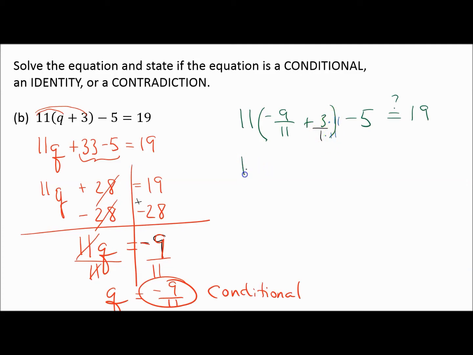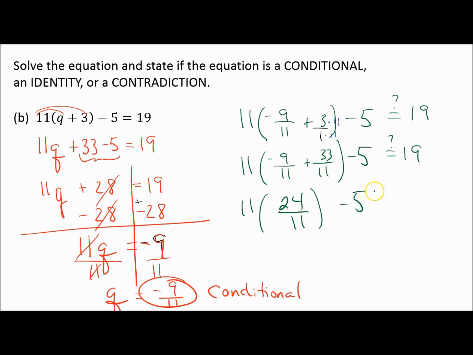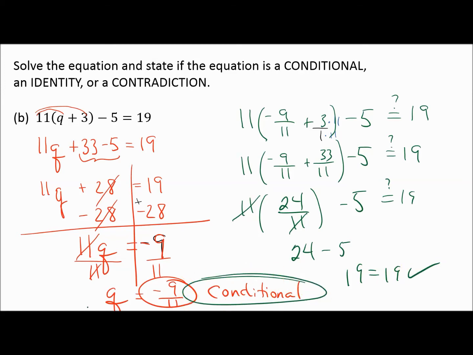33 over 11. So now I have 11 times negative 9 over 11 plus 33 over 11, and I'm just recopying the remainder. Now I have 11 times negative 9 plus 33 is going to give me 24 over 11, and then minus 5. Does that really equal 19? Well, how about this? This 11 and this 11 cancel. That helps. 24 minus 5, and 24 minus 5 is 19. So we checked it, and it is correct. But conditional is what we're after there. Anytime you get an answer, it's conditional.